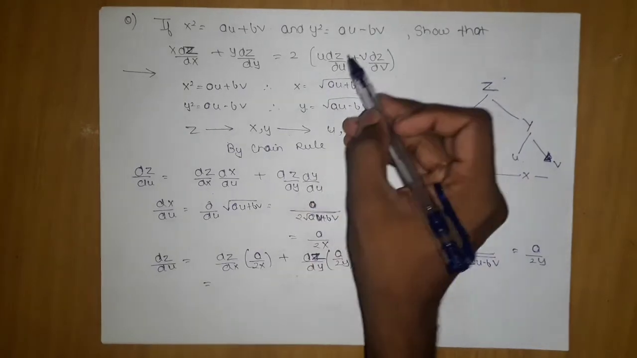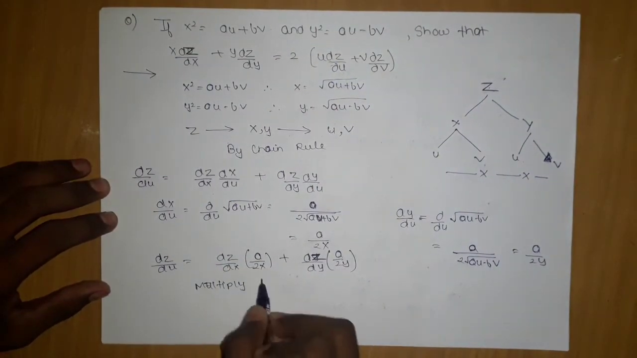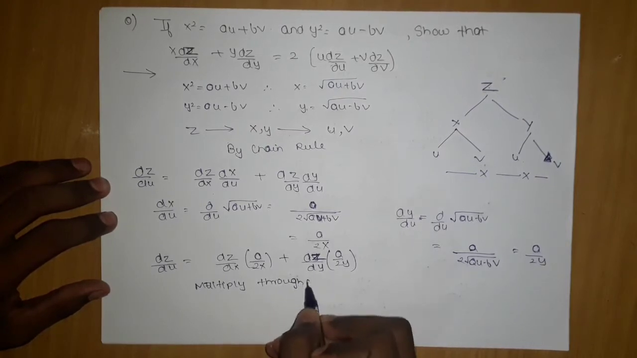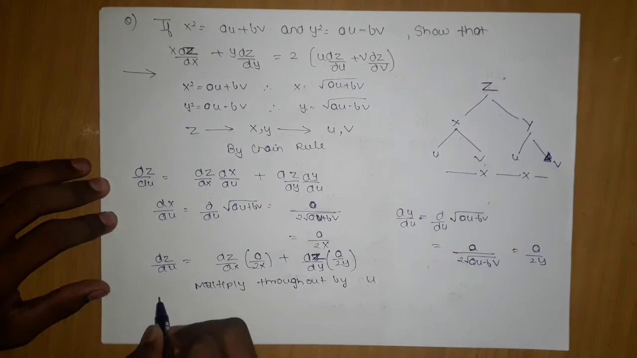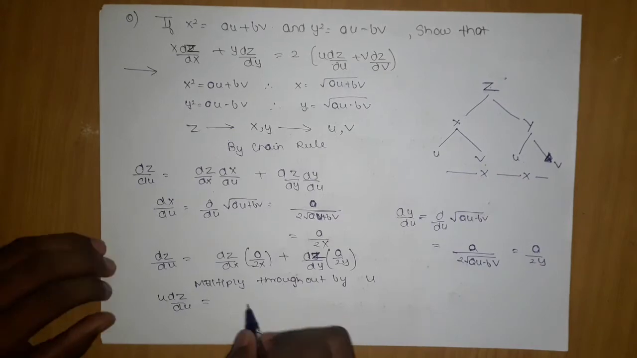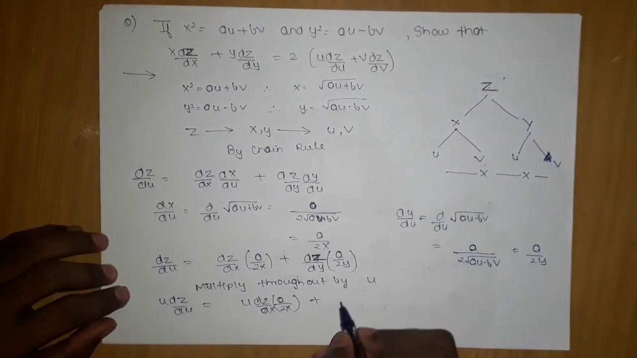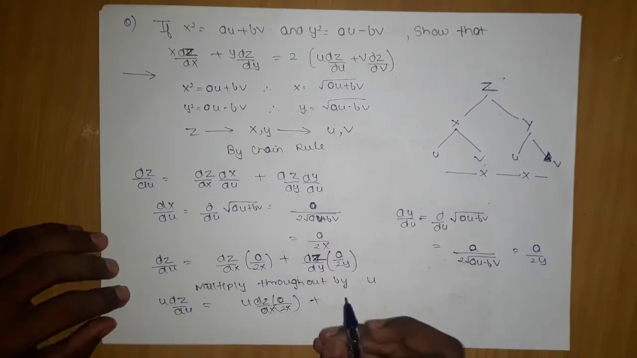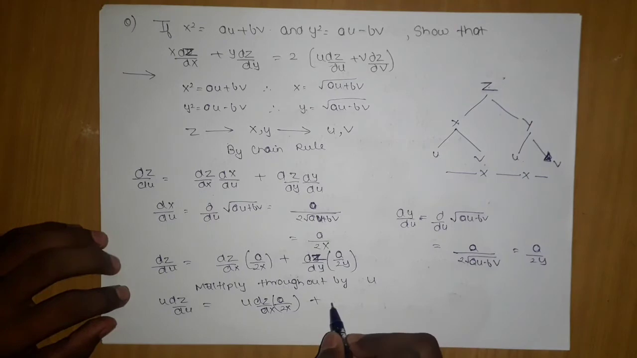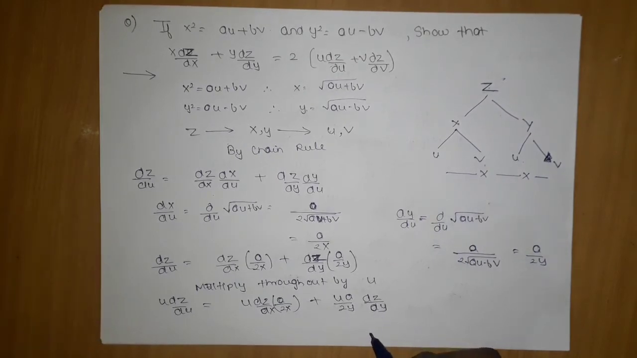If you observe the proof, here u is there, so multiply throughout by u. If I multiply, I'm going to get u times dou z by dou u. Here I'm going to get u times dou z by dou x into a by 2x, plus, if I multiply here, I'm going to get u a by 2y dou z by dou y. So we are done with this thing.